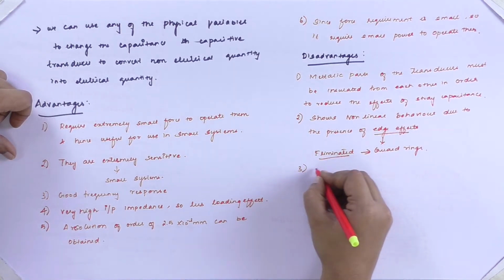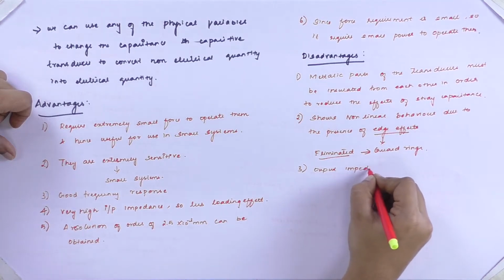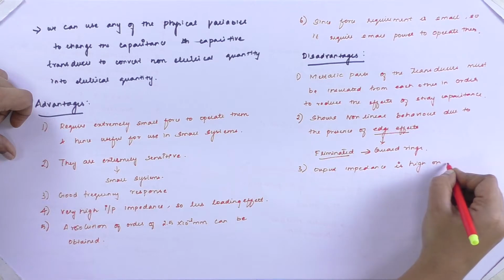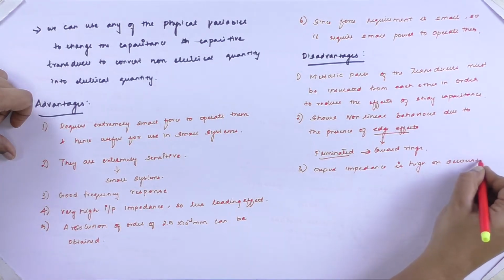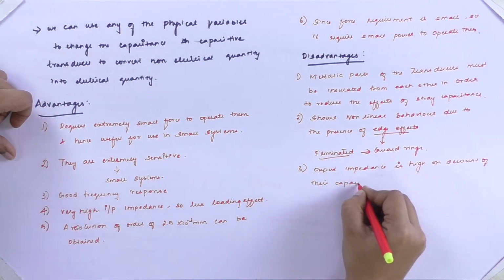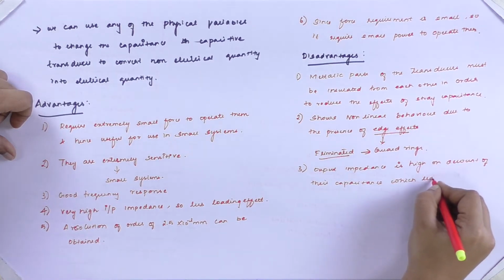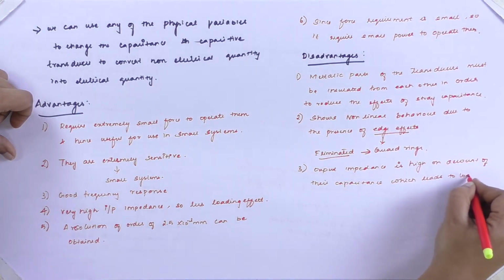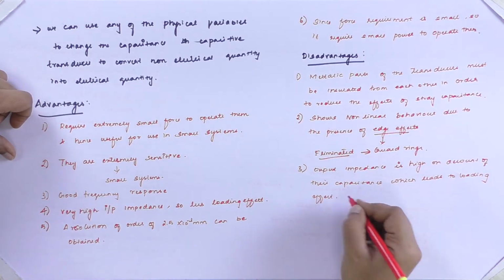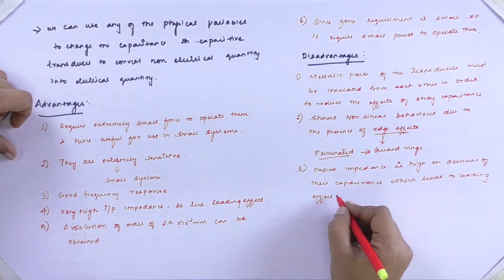And the third one is the output impedance is high on account of the small capacitance, which leads to loading effects. So the output impedance is very high on account of the small capacitance, which leads to loading effect.